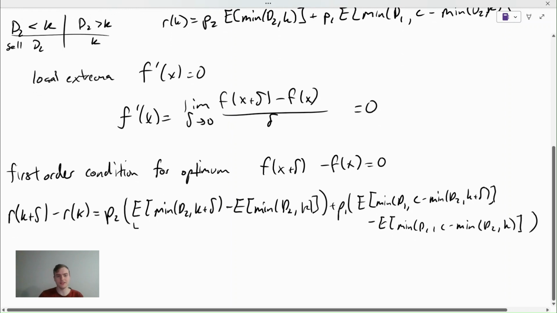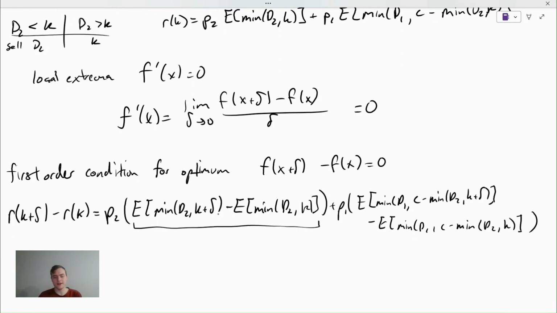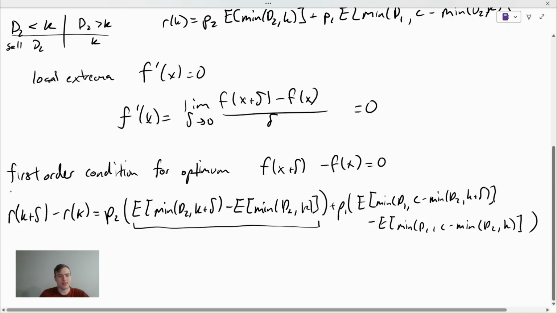But if we just think about this whole thing, that's going to be 0 if the minimum's D2, right? And this delta is approaching 0, so we're still taking the limit as delta approaches 0, right? So if D2 is less than K, then that thing comes out to 0.